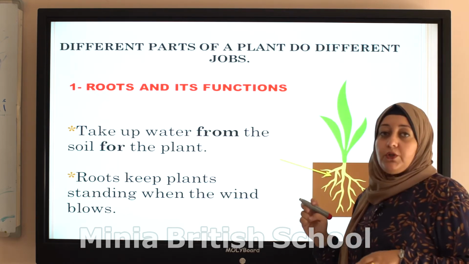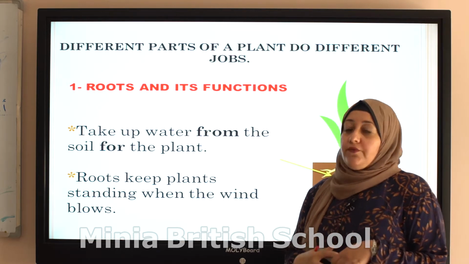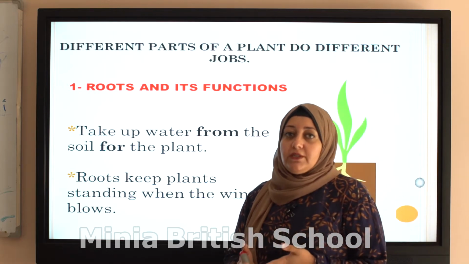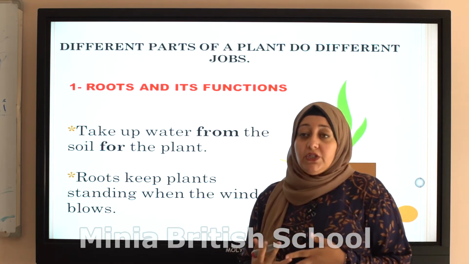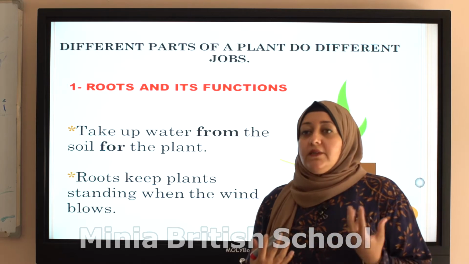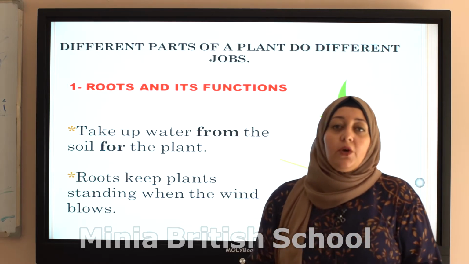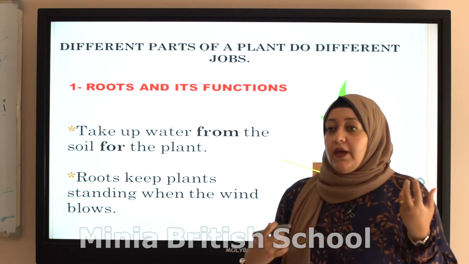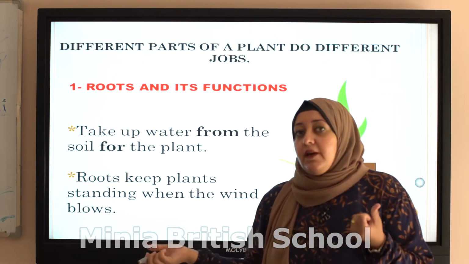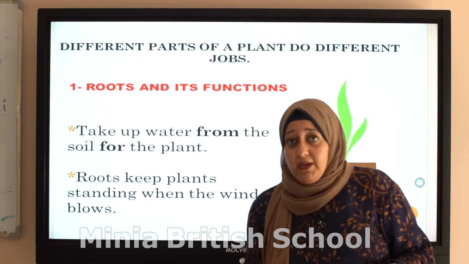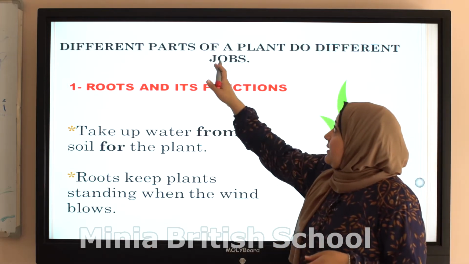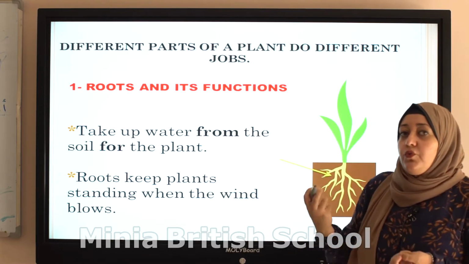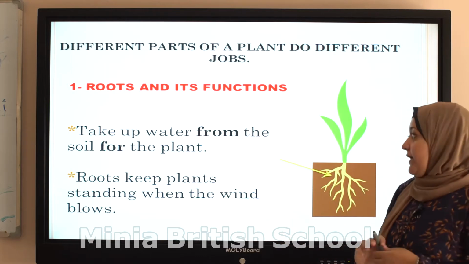We said that we will talk about the functions of the stem and the roots, okay? What is the meaning of the functions of the roots? Functions means what the roots do for the plant, or what the job of the root is and how it can benefit the plant, okay? So the functions mean its jobs for the plant, or what the root can do for the plant.